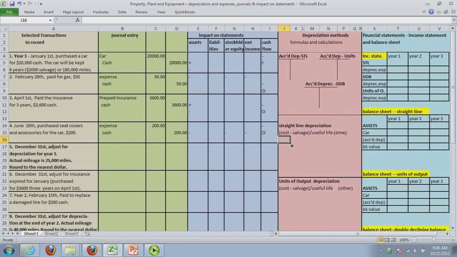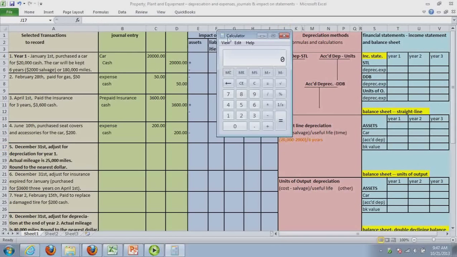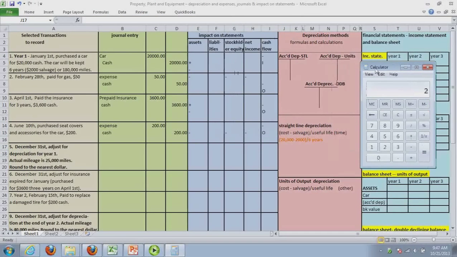Your cost is $20,000. Salvage value, and you're always given that in problems, divided by the useful life. If we're doing it by year, then we could divide by years. If you're doing a monthly statement, then you could set it up as per month. So if we simply do the calculation for this, it's cost minus salvage.